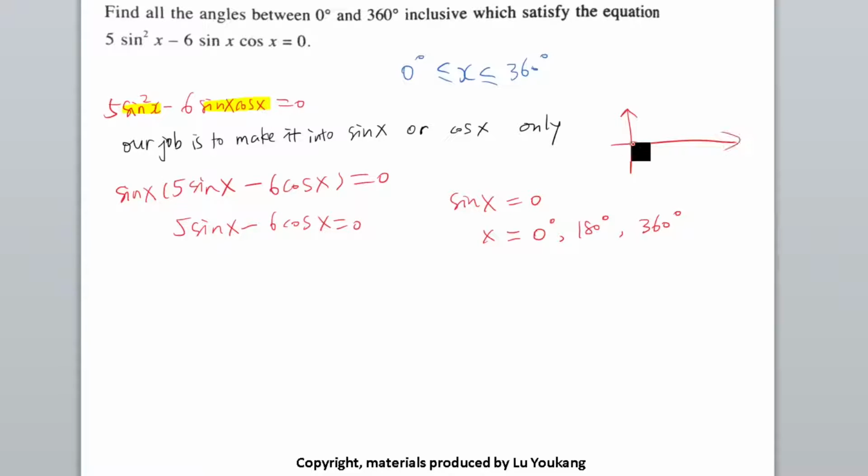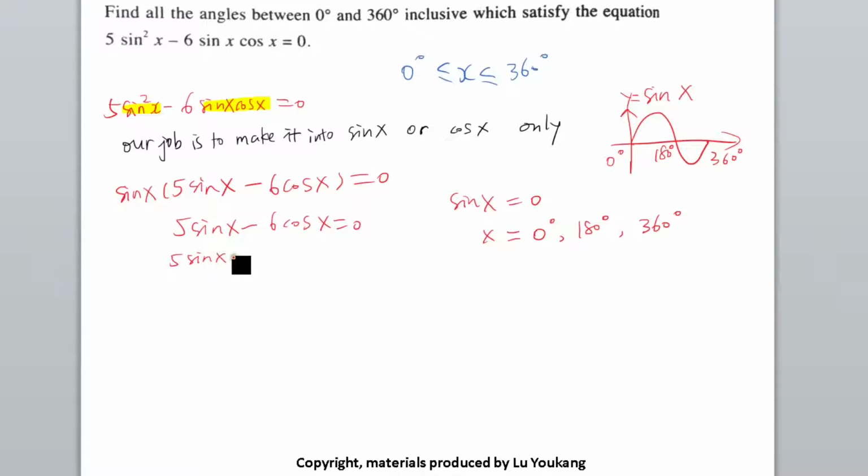Okay, so in fact I will draw the normal sine curve for you to see and label it. Therefore your x is 0 degree, 180 degree and 360 degree when your y is equal to 0. And now let's look at 5 sine x minus 6 cosine x equals 0.